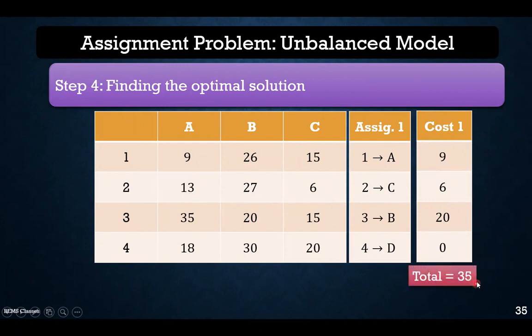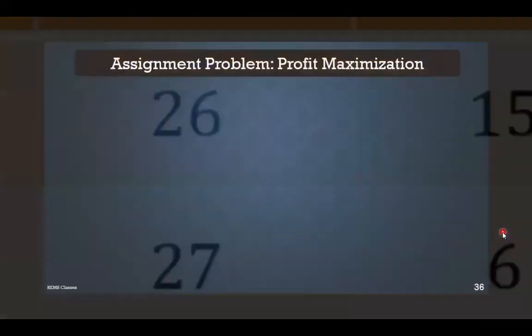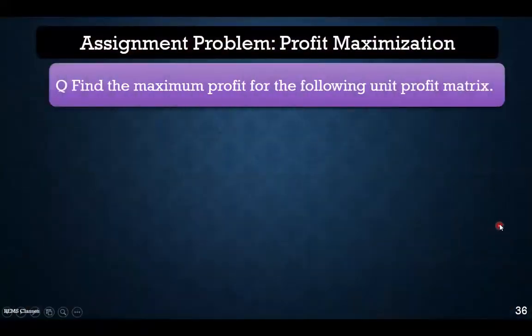So this is one of the special cases. We have solved the unbalanced assignment model by balancing it and by making use of the Hungarian method. In the Hungarian method, what we did is the row reduction and column reduction. Next we'll find the solution for the second case, which is the profit maximization case.